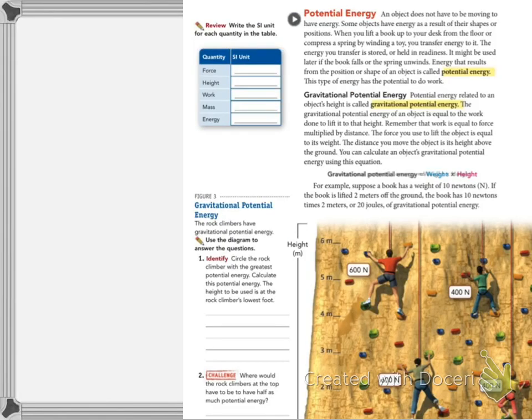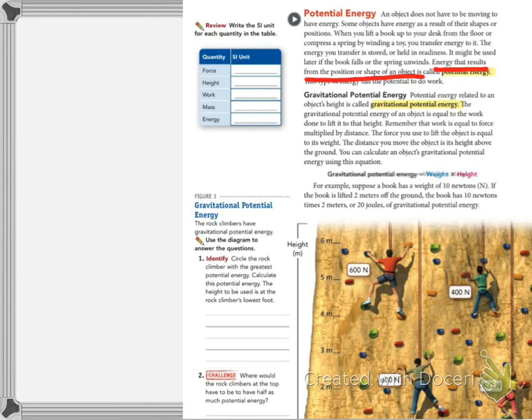Moving on to potential energy. Potential energy tells us that an object can have energy just depending on the position or the shape of an object. That energy, again, is called energy that results from the position or the shape of an object. That is our potential energy. So essentially what this is telling us is that something doesn't need to be in motion for it to have energy. It'll have energy even if it's just something that's sitting there. Like the book sitting on your desk, the iPad sitting on your desk, it has the potential to do work, therefore it has potential energy.